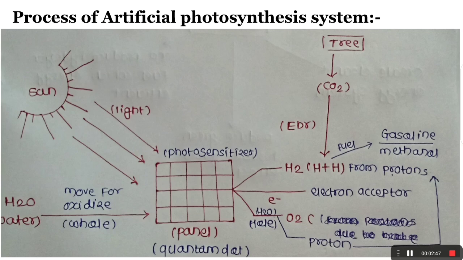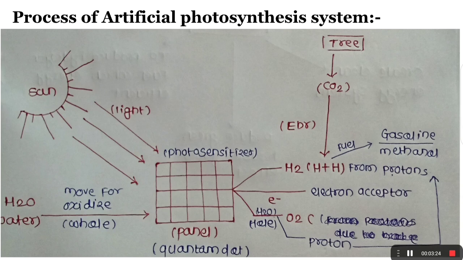Okay. Next, we deal with the process of artificial photosynthesis. This diagram represents the process of artificial photosynthesis. Now we see how it is carried out. This is the sun, which is the natural source of light. The light is incident on the PV panel. It contains quantum dots. This is a PV panel.